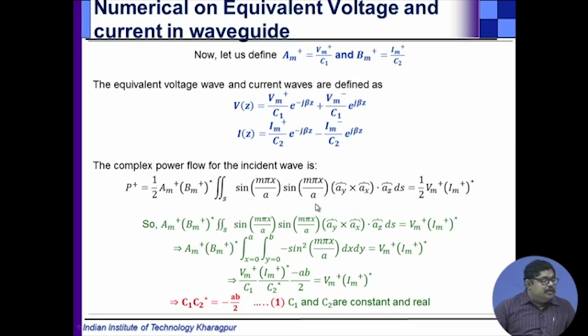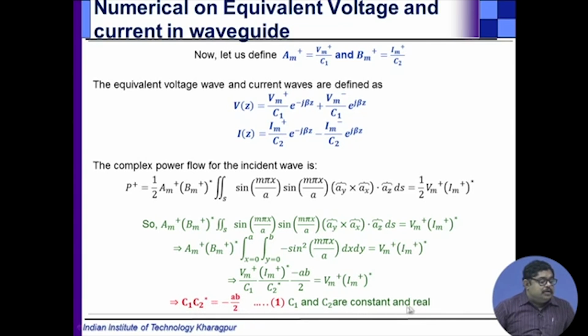Now, enforce the power equivalence. So, first find out from the field ones with these definitions what is the incident power. All the steps are done for you, Poynting vector, then integration over the guide. S means the transverse cross section of the guide, that means for a rectangular waveguide x goes from 0 to a, y goes from 0 to b. So, if you do that, this should be equal to the average power, that was the power equivalence part, half Vm plus Im plus star. If you equate that, you get this relation C1 C2 star is equal to minus ab by 2.